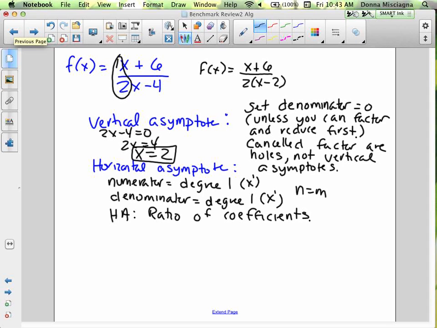And it's the ratio of the coefficients of the leading term, I should put. The leading term is the one that's the highest degree. Of course, x is a higher degree than the constants, which are degree 0. So the horizontal asymptote is y equals 1/2. And there we go.